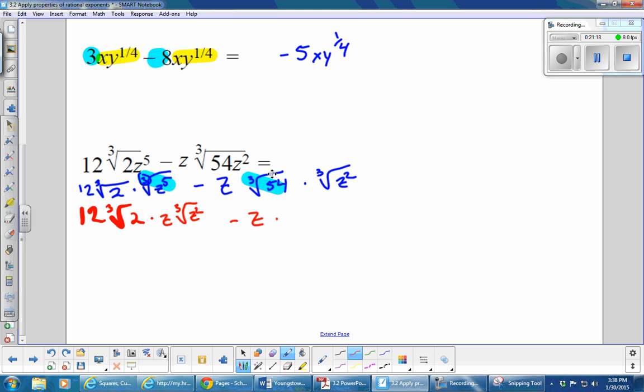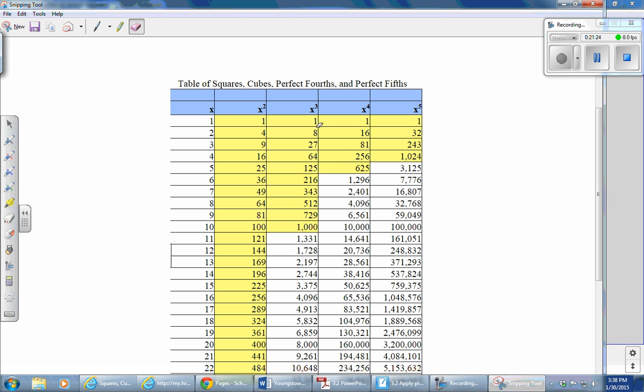all right, here we go. 54, is that a perfect cube? I don't know. Let me go to my chart here. Perfect cube, I don't see 54 on there, but do you see some number in here that might multiply to 54? Right there, 27. Okay, so that's what I'm going to use.